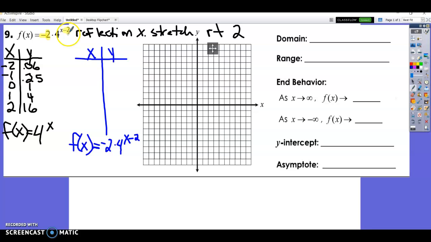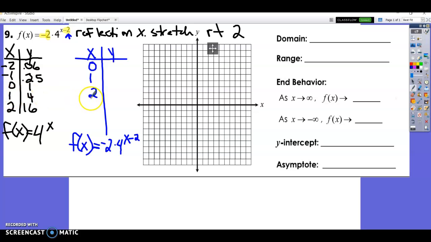So this number here shifts it. Remember, if it's negative, it goes right 2. So my x values are going to go right 2. So from -2, if I go right 2, that takes me to 0. If I go right 2 from -1, that takes me to 1. And then right 2 from 0 is 2.